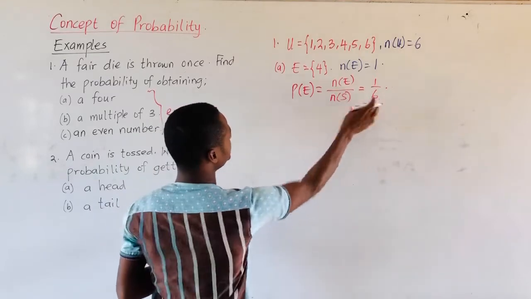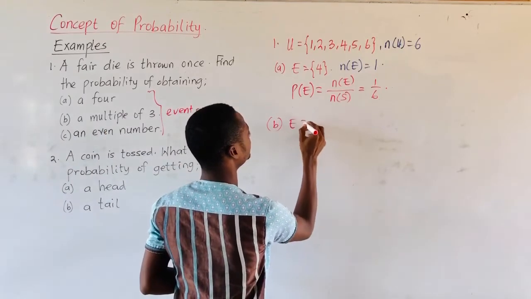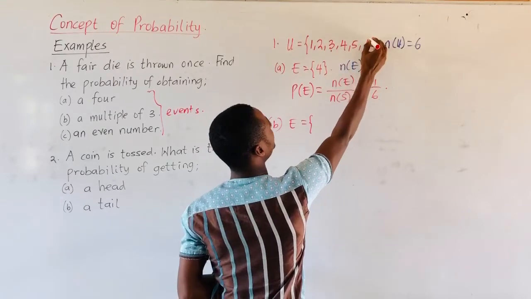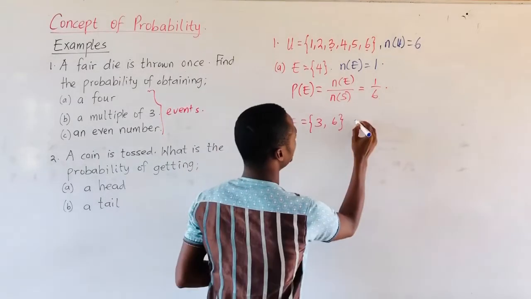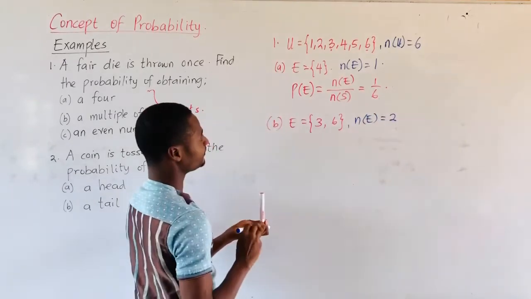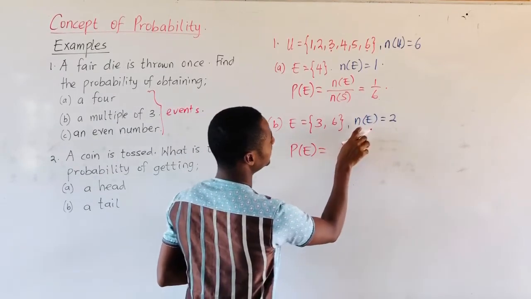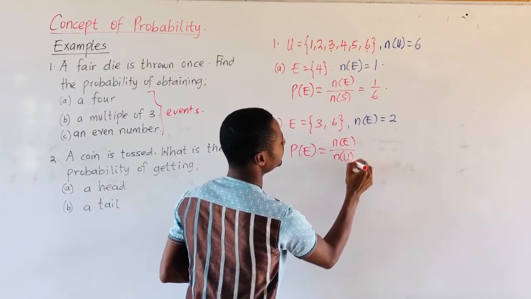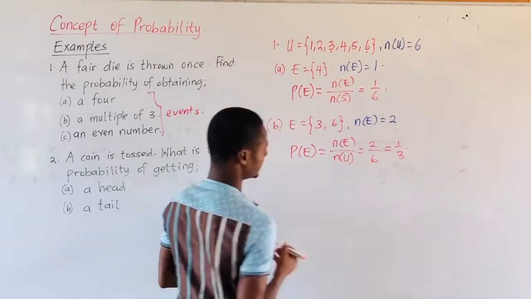A fraction in its lowest form. B, our event is a multiple of 3. So we go through the sample space and generate the multiples of 3, and we have 3, 6. Then the number of elements in this event is 2. And our probability of this event occurring, the number of elements in the event over that in the sample space, gives us 2 over 6. In the smallest form, it is 1 over 3.